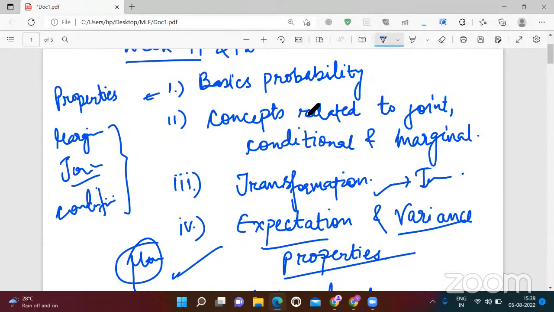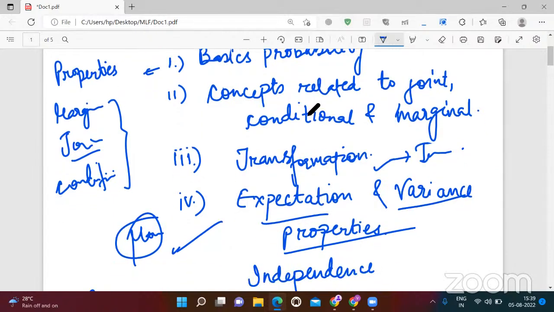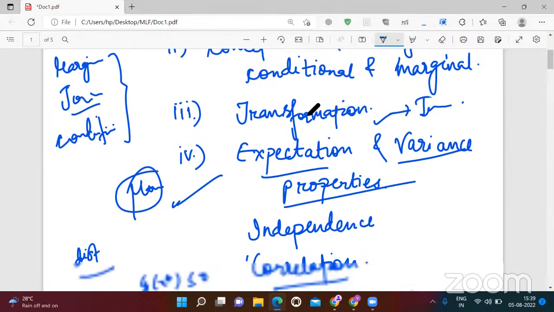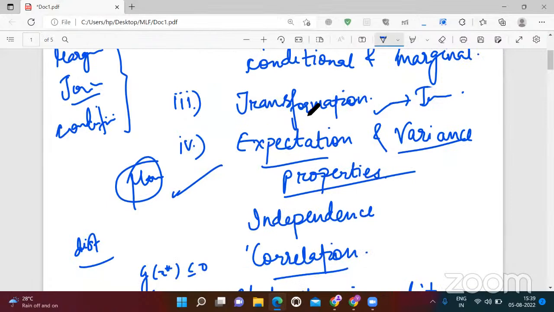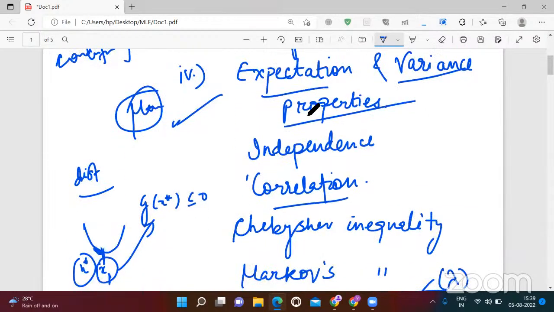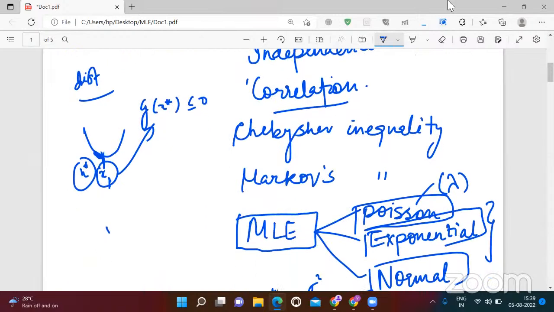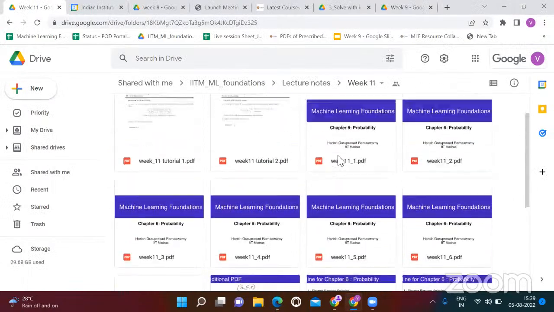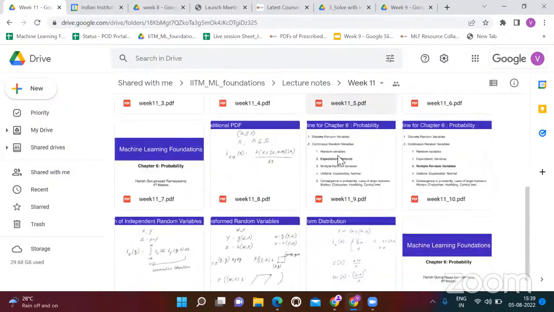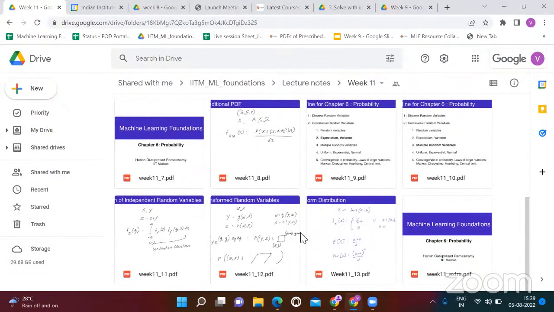You should also be aware of how to relate marginal, joint, and conditional distributions, and the transformation topic. Expectation and variance properties, whenever you are given two random variables, whether independent or not, Chebyshev's inequality, and Markov's inequality are more than sufficient for the 11th week. If you have doubts, you can ask. Tell me the question number. Practice assignment, which one?